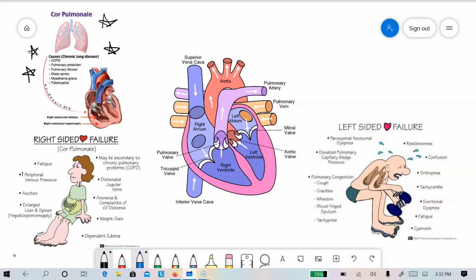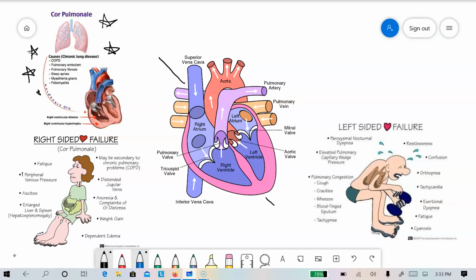This could be exacerbated by COPD, embolism, fibrosis of the lungs, sleep apnea, myasthenia gravis, and poliomyelitis, which ultimately can lead to what you've probably heard of as pulmonary hypertension. And over time, because of these difficulties, this is when you might have some right ventricular dilation and hypertrophy. So this side of the heart actually doesn't function as well.